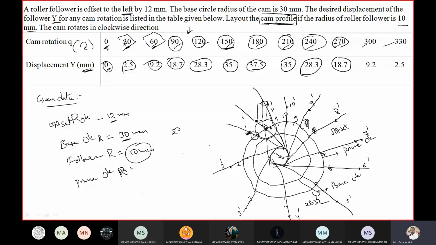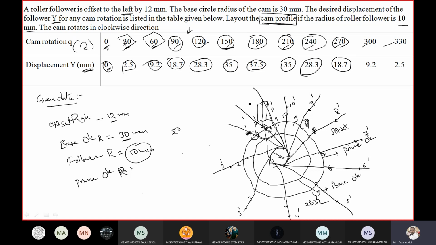Actually it should not come this side, but because I'm not maintaining any scale, that is the reason it is coming. While you are drawing on paper, the 11th, the last point should end before this follower, not behind this follower. Remember this point. And measure 2.5. Shift the line here 2.5 as a 12 dash.